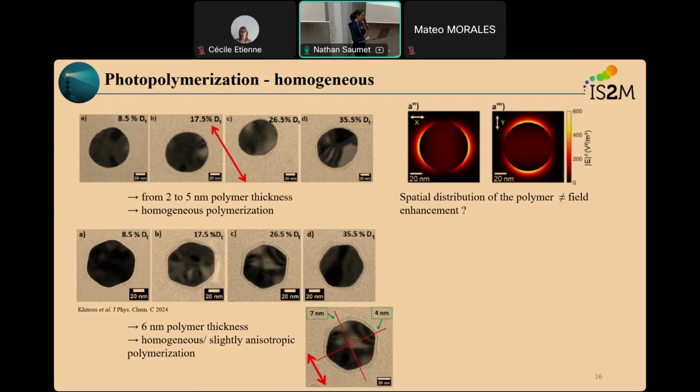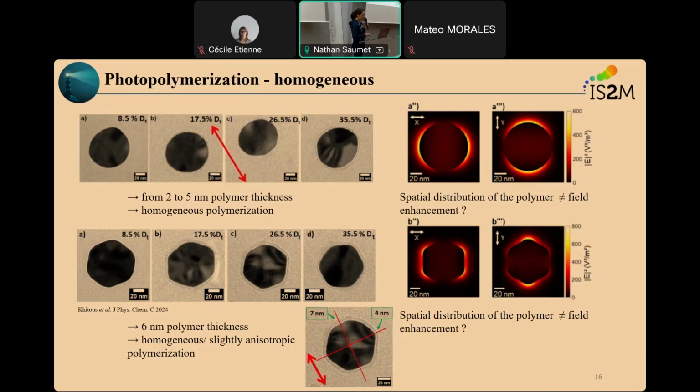If we took these nanohexagons, so again, for the smallest power, we observed nothing. And for increasing power, we observed a ring of polymer around. So a polymer shell, which is around 6 nanometers in thickness. And it's, again, homogeneous. It's, let's say, slightly anisotropic, but not that much, compared to the spatial distribution of the field here. So here, for these 2 nanoparticles, we were not able to map efficiently the field distribution of our system.